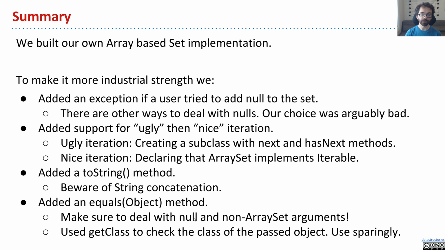And then lastly, we created an equals method, and we saw that there were a couple of funny things, like if we have null arguments for this object, or if someone gives us something that's not an array set, and we saw that we can use the getClass method to check the class of the object that someone gives us. Now, I will warn you, this can be tempting to try and do funny things with, maybe towards the very end of the course when we're doing our big open-ended project, so be careful about using that in bad ways, but I'll come back to that later.